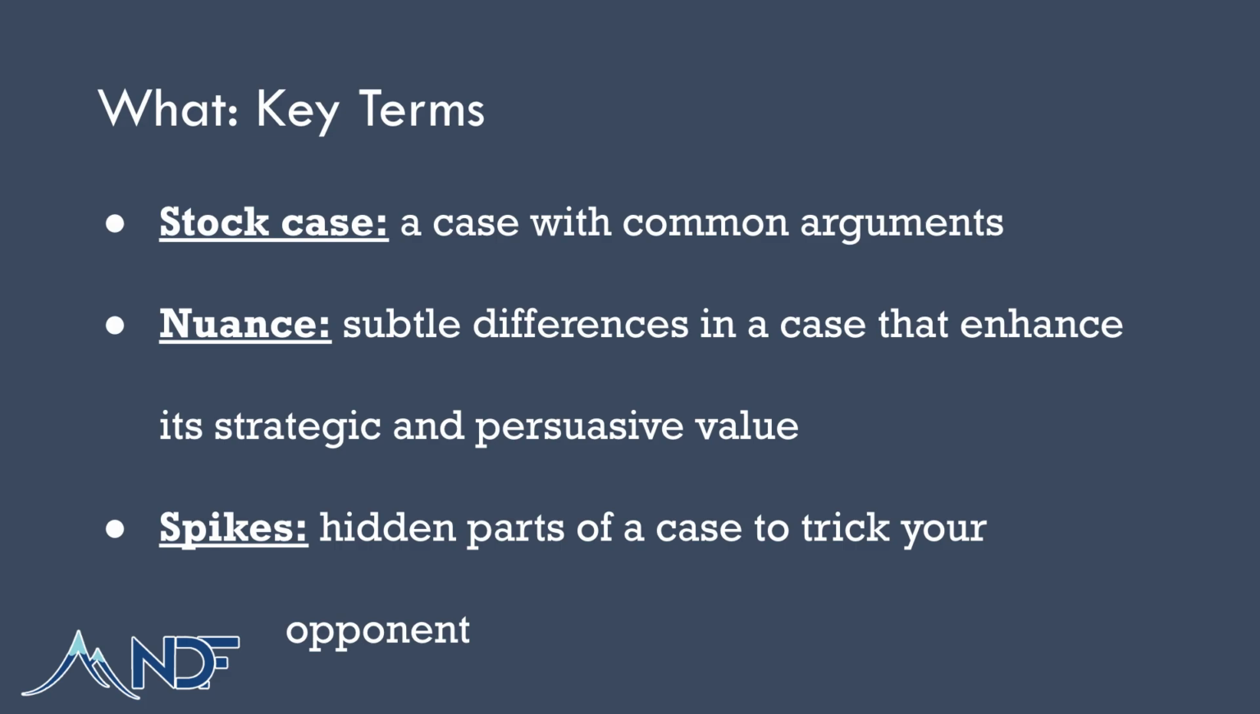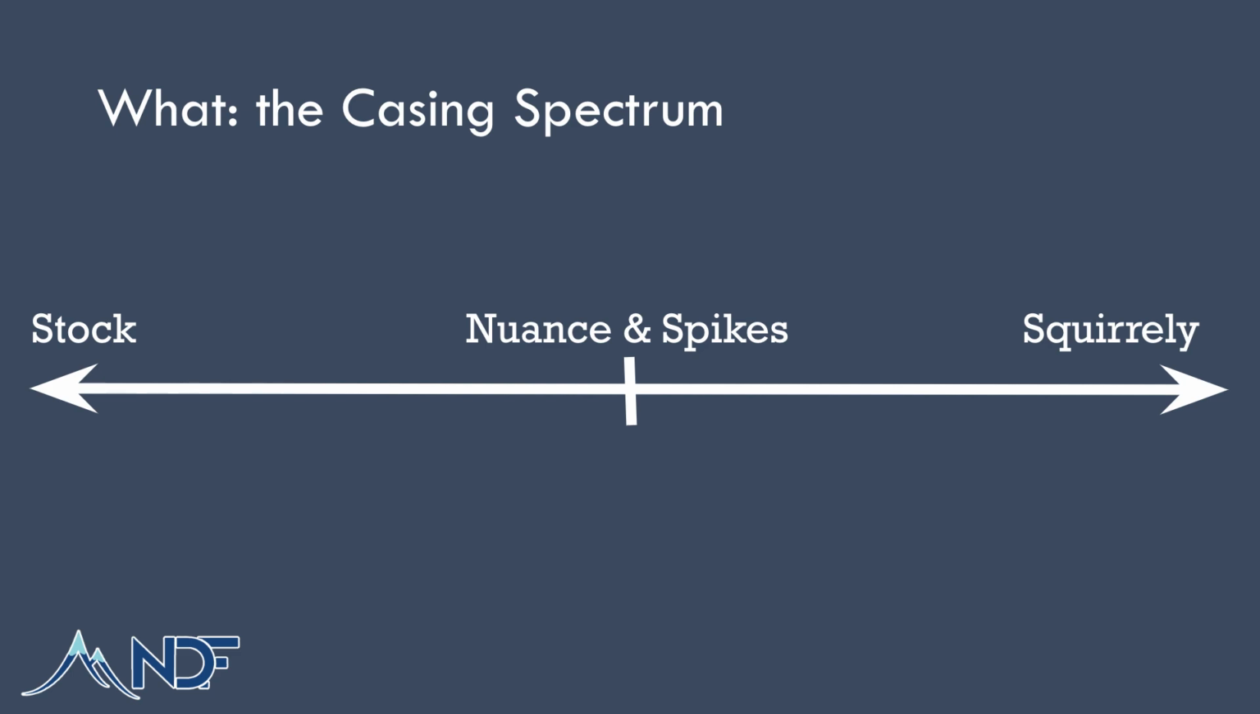Okay, cool. So I want to talk about what I see as sort of like a spectrum of casing. So James talked to you about the difference between stock and squirrely arguments yesterday. And I think that they exist on a spectrum, with the most common arguments on the left side, stock arguments, and the least common, most obscure arguments on the right side, so squirrely arguments. And then somewhere in the middle, between the most basic vanilla ice cream case styles and the weirdest flavors that you'll ever experience, like some peach pistachio or something, you got nuance and spikes in the middle. That's like the middle ground. These are like arguments that have a bit of both worlds.